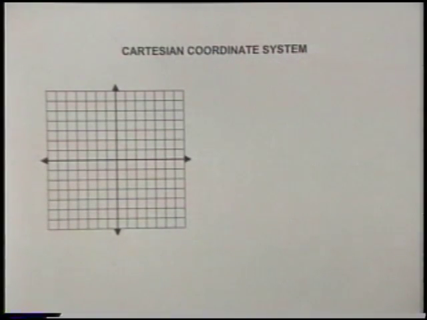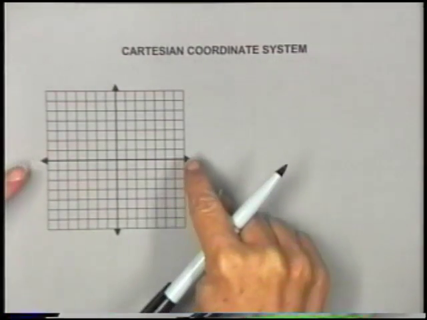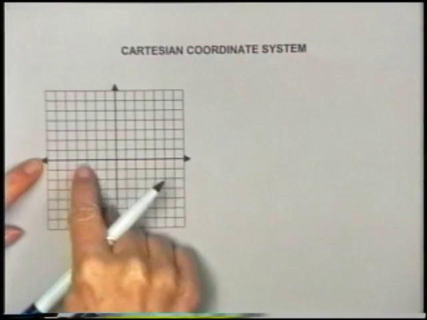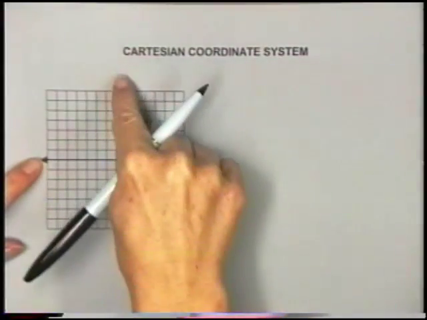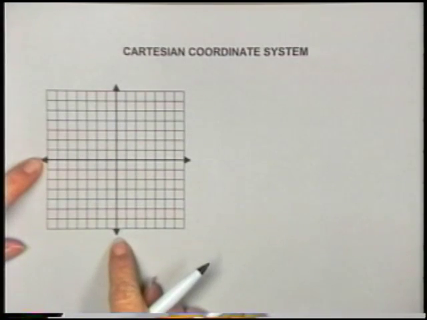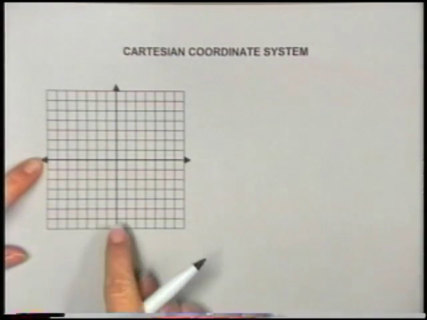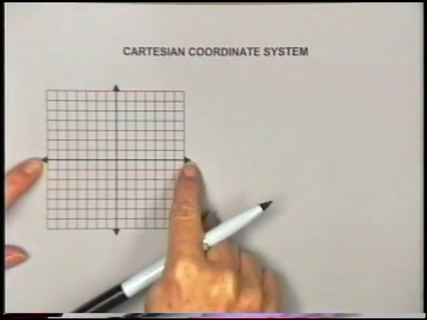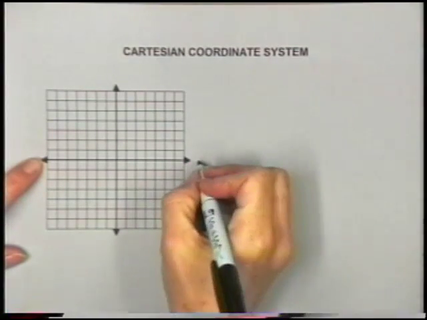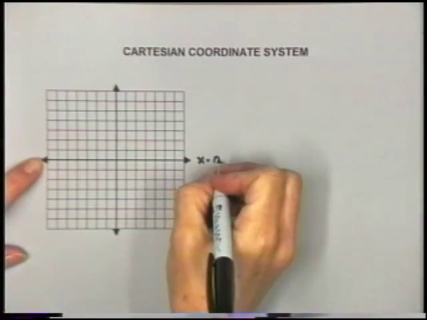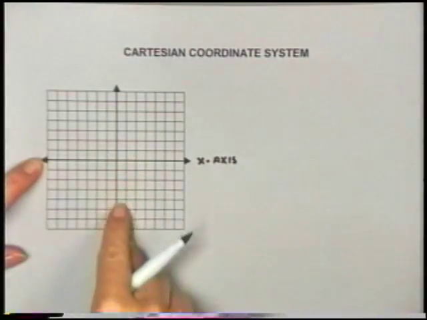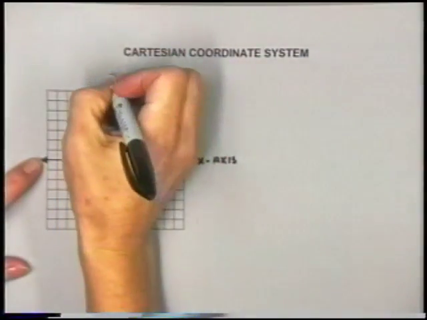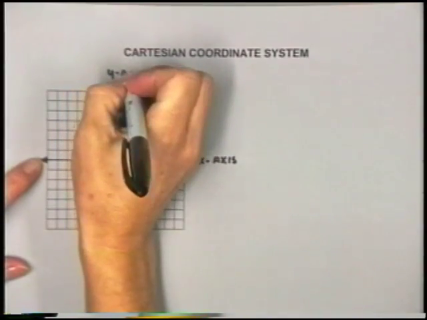The Cartesian coordinate system consists of two real number lines. You'll notice this darkened line right here being one of those number lines, and a second number line, this one, which is perpendicular to the first one. This horizontal number line that we have pictured here is called the x-axis. And this vertical number line that we have here is called the y-axis.